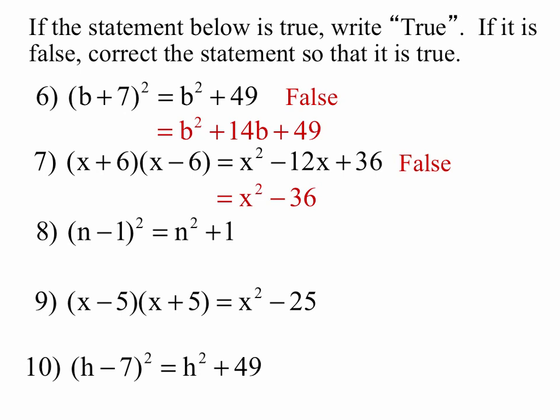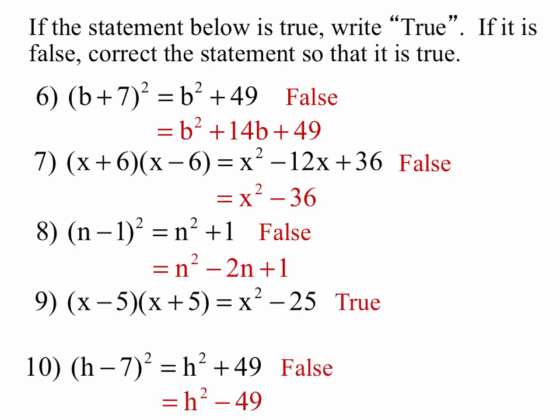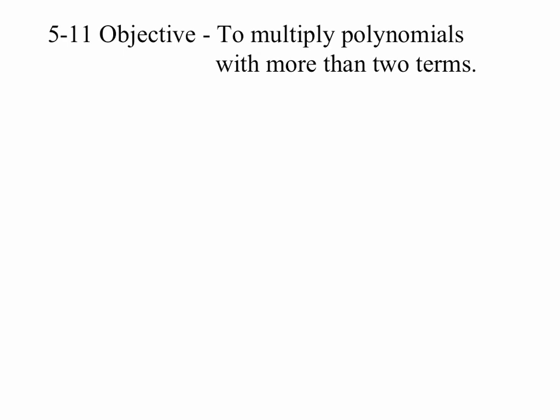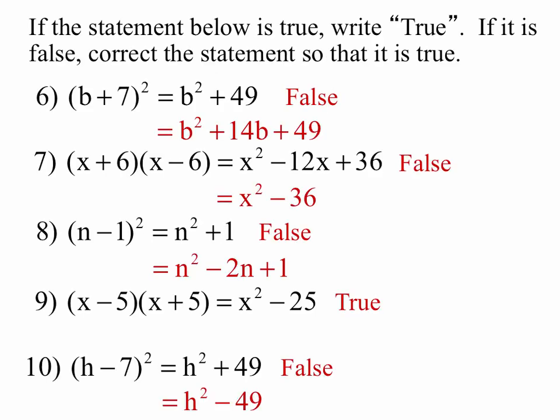Since I have different signs in the same terms, it's a difference of squares. Remember, those middle terms negate each other. False. We're going to need that middle term, negative 2n. All right. Now, that was section 510.